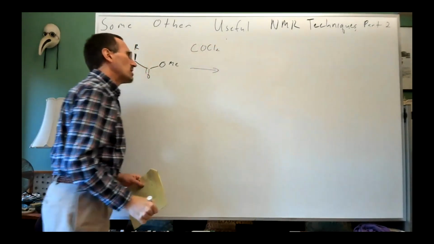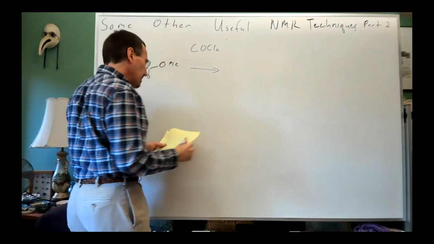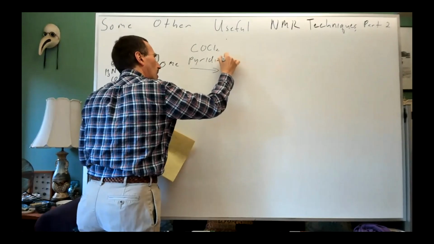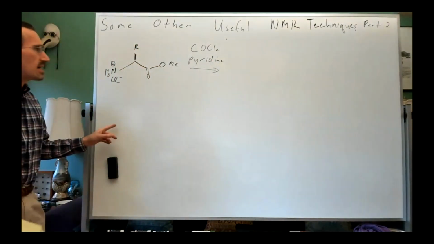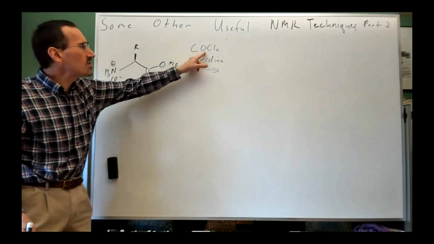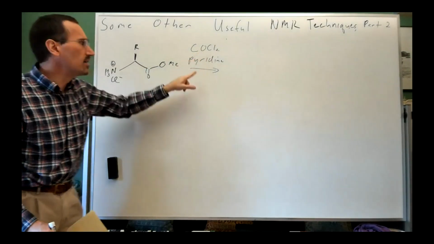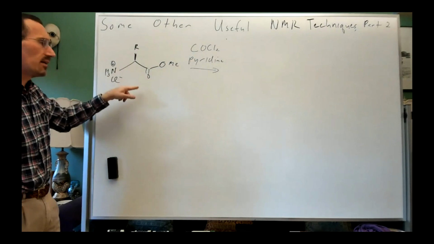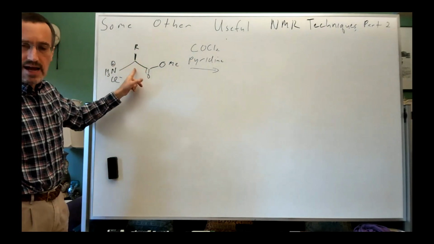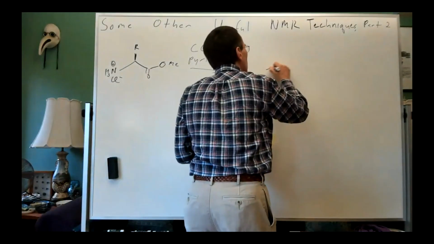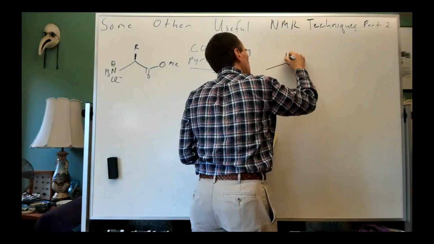And we would treat the amino acid with phosgene, and we did this with some pyridine. And this gives rise to the isocyanate. So phosgene is the double acid chloride of carbonic acid. The pyridine basically allows the amine to react with the acid chloride and then causes elimination to give rise to the isocyanate.